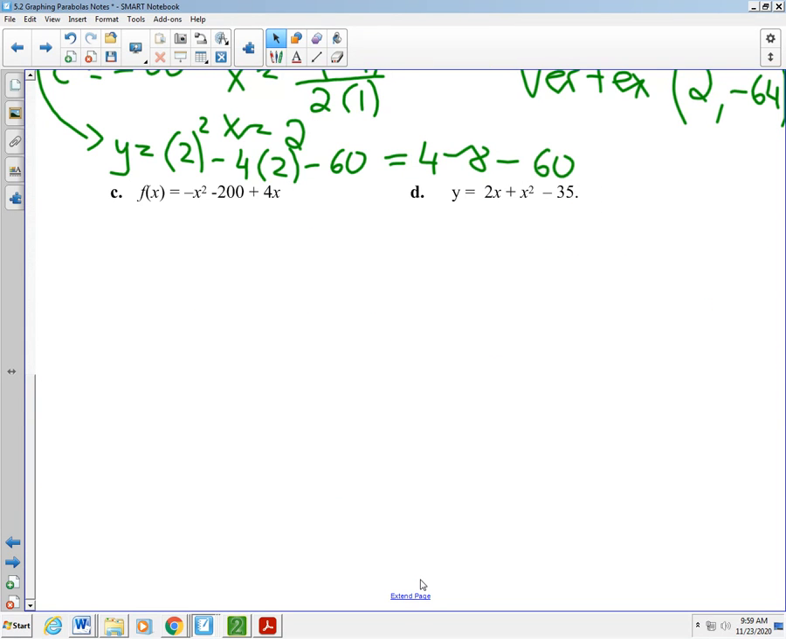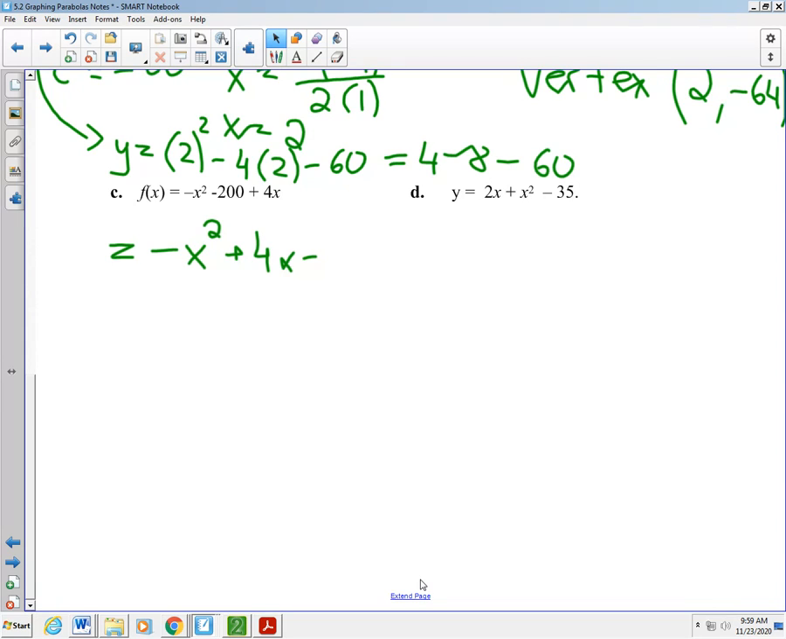Now let's take a few more minutes and try one more example. Example C, f of x equals negative x squared minus 200 plus 4x. Please notice that example C is not written in standard form, so you have to rearrange it. So this will be y equals negative x squared plus 4x minus 200.